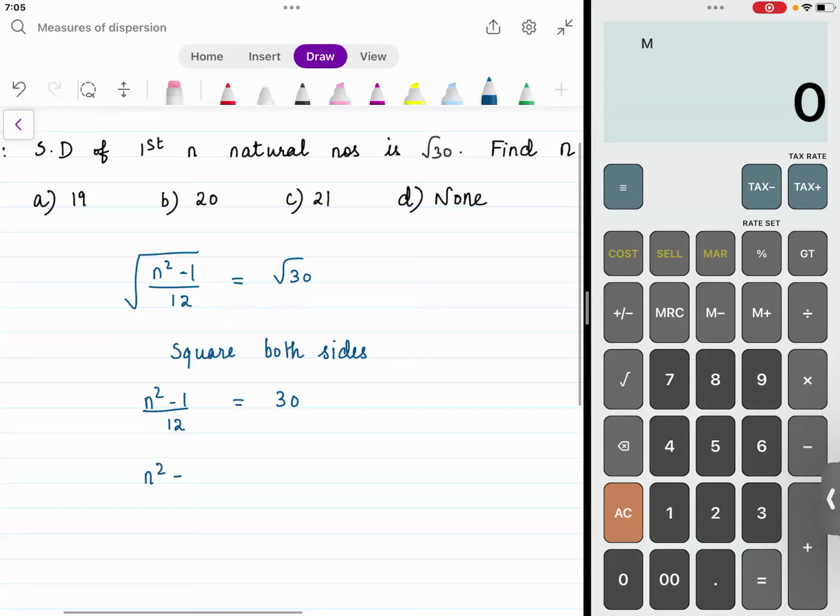Let us send the 12 to that side. 12 will get multiplied with 30. It will become n square minus 1 is equal to 360. Let us transpose the 1 also to that side. So minus 1 goes to that side, it will become plus 1. So n square is equal to 361. n is equal to root of 361. What is root of 361? It is equal to 19. Which option? Option A.